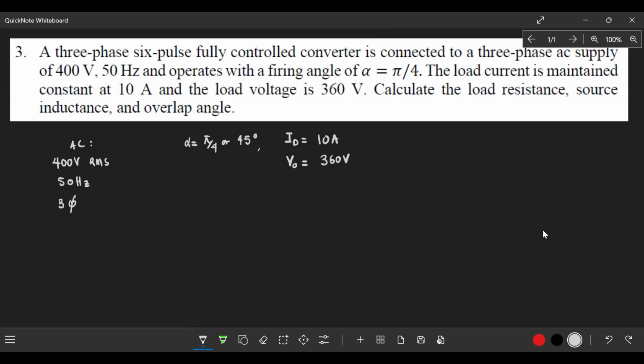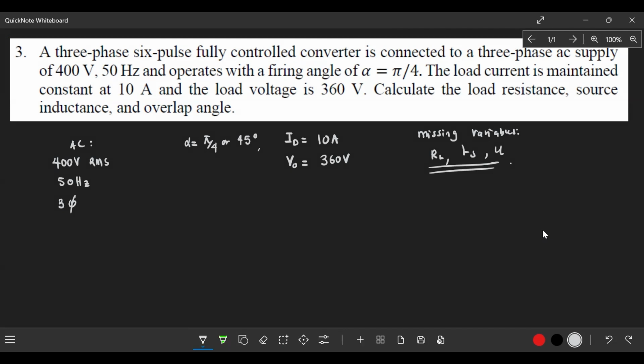Now we have to find what? What are the missing variables here? The missing variables are LS. Calculate the load resistance, so R, LS, and mu. So we have to find these, right? These are the values you need to find.